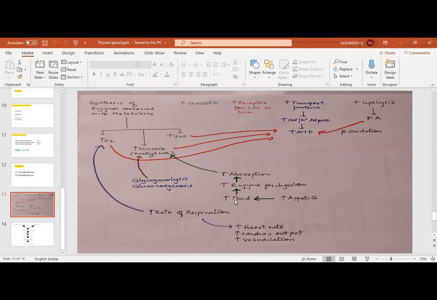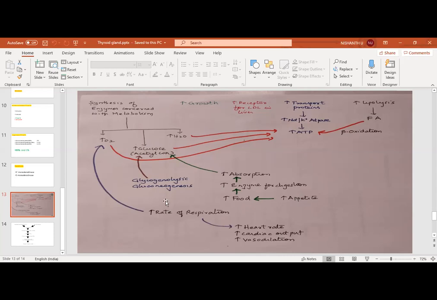And just improving the digestion is of no use, digestive enzyme no use. You require a really good amount of food. If you want to consume good, rich food, then you should feel hungry. So thyroid hormone will increase the appetite also. This is the one particular method by which the glucose is improved.